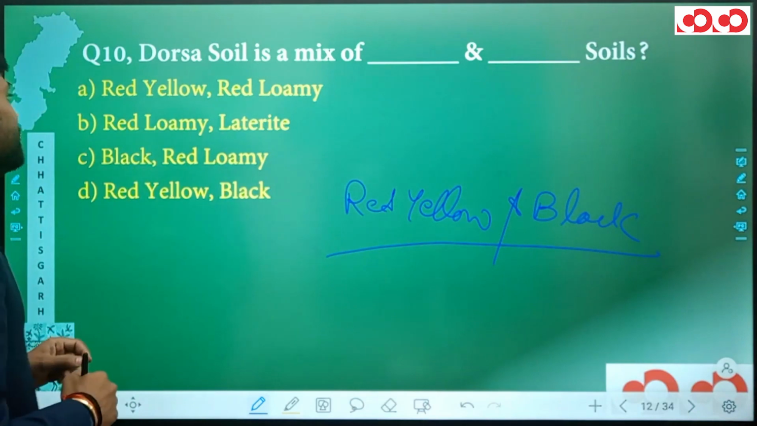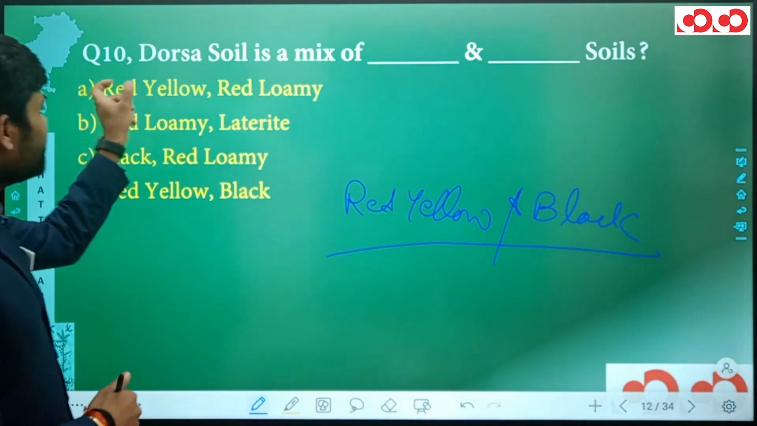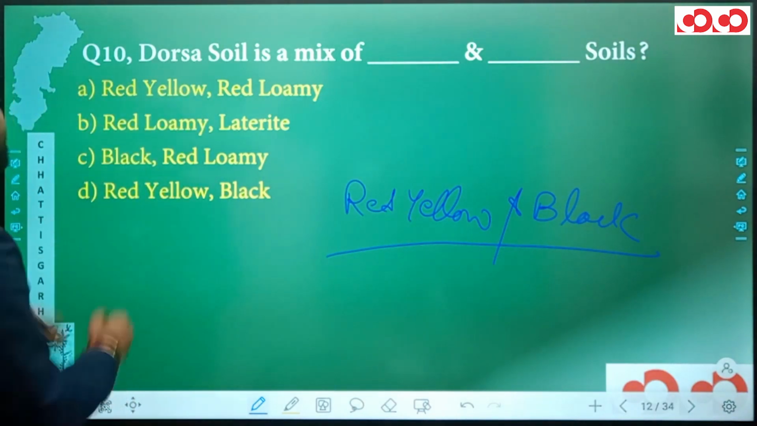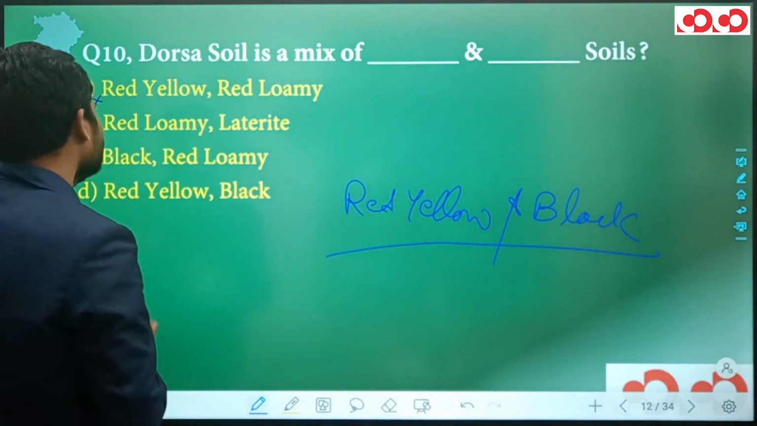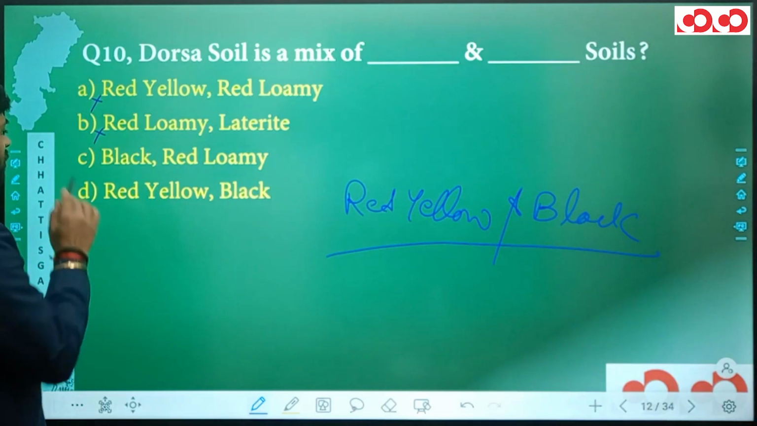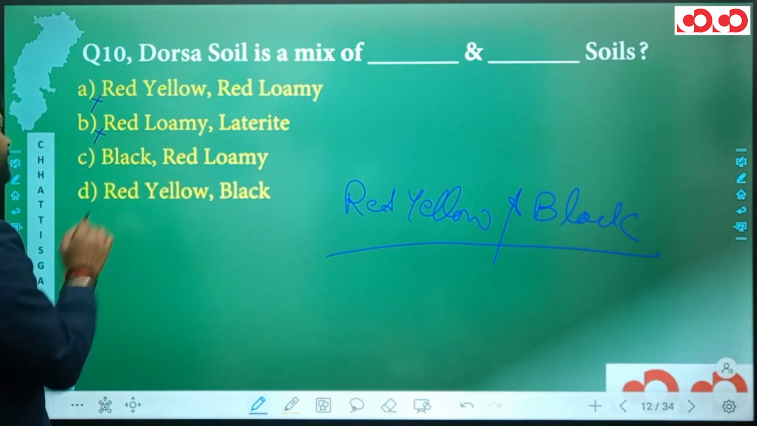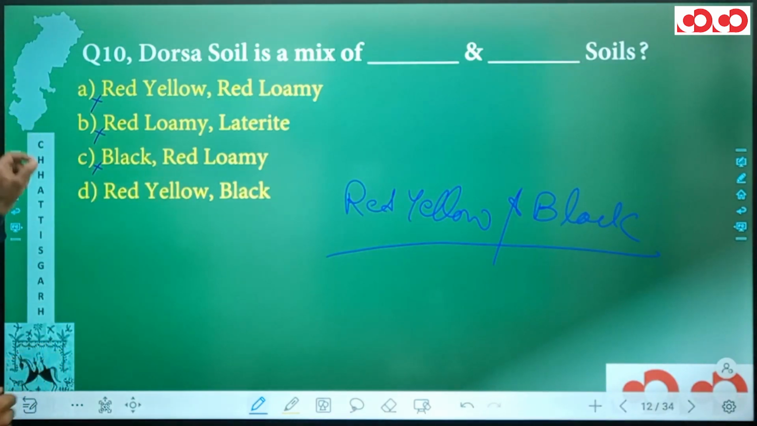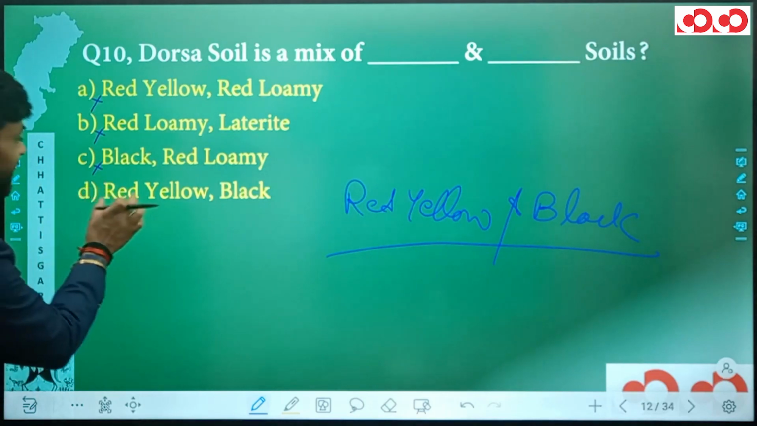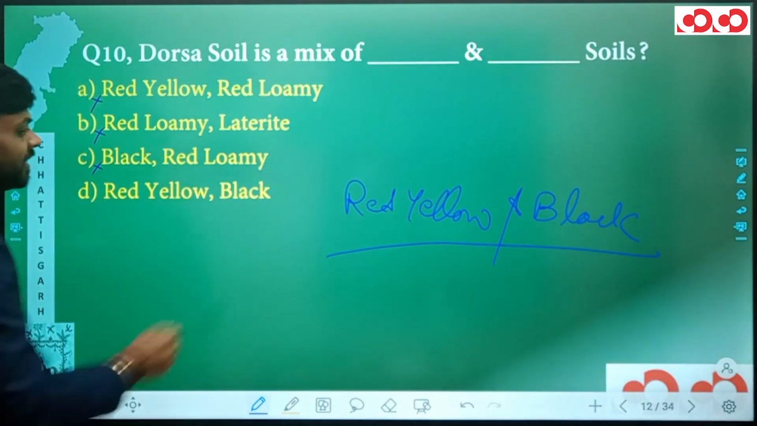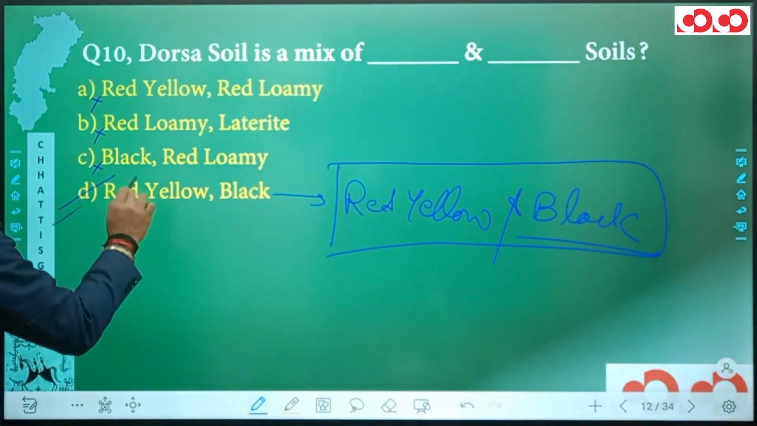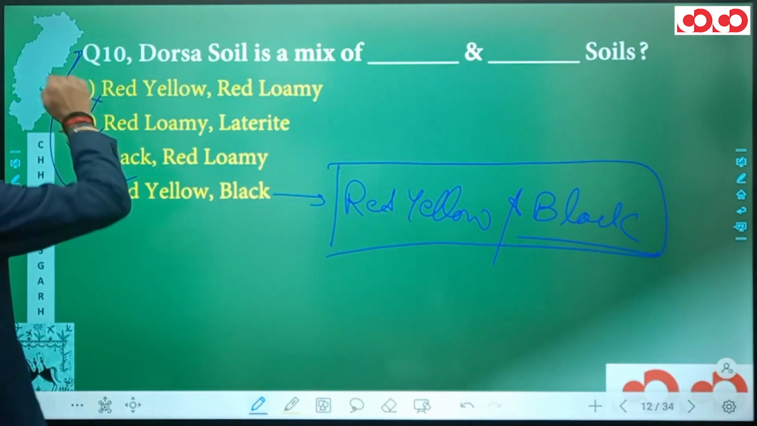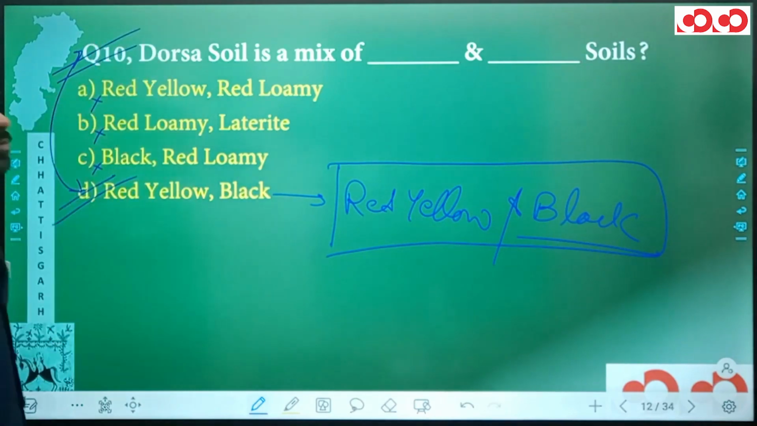And now let us look at the options. In the option A, we have red, yellow and red loamy. Will it be right? No, it will not be right. In the option B, we have red loamy and laterite. Will it be right? No. In the option C, we have black and red loamy. Will it be right? No. Finally, in the option D, we have red, yellow and black, which is what I have already told you, and hence this option D is going to be the correct option for our 10th question.